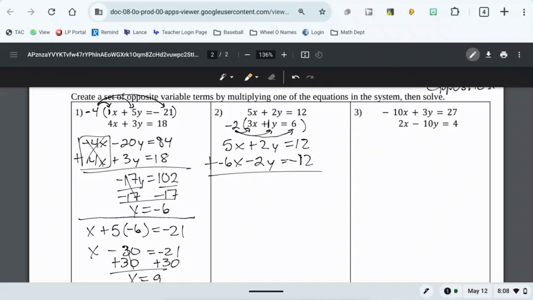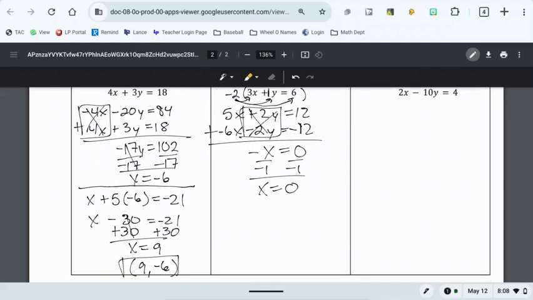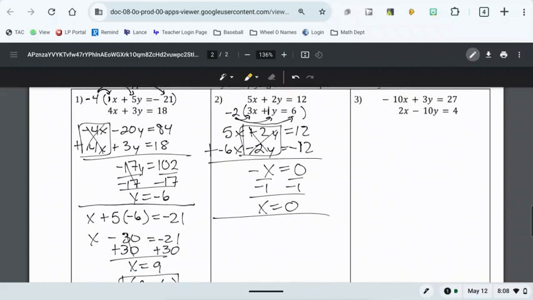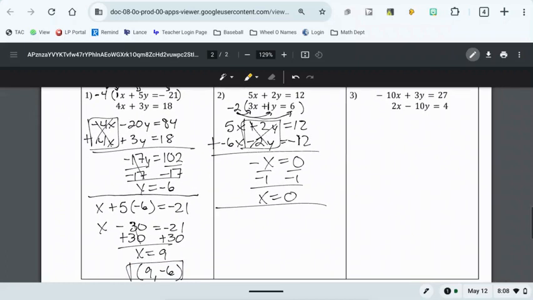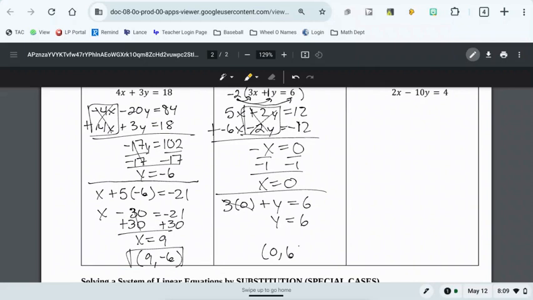And now we add the two equations. 5 plus negative 6 is negative 1x. Our opposite y values cancel out. And then we have 12 plus negative 12 is 0. Divide by negative 1, and it stays 0. So x is 0. Now we're going to plug that back into either of the original equations. I'm going to plug it into the second one. So now we have 3 times the x value, which is 0, plus 1y equals 6. Cancels out. Y equals 6. So our answer is 0, 6.